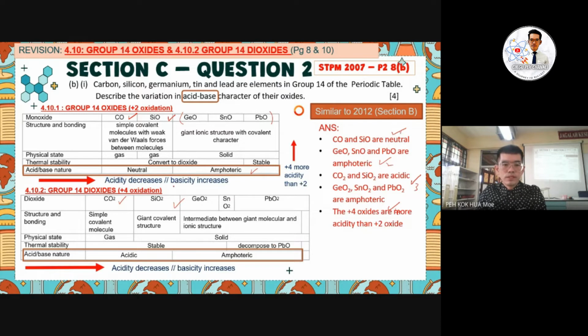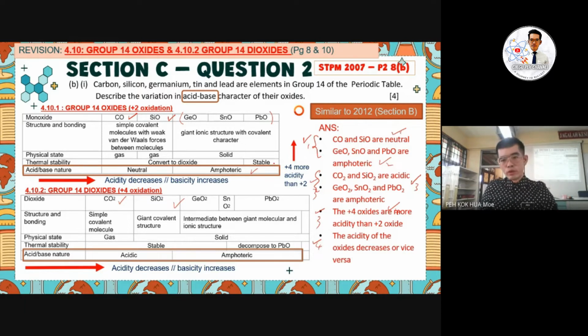And one more point here: when the element goes down group 14 from carbon to lead, the acidity decreases and it becomes more basic. So that means you can add on another point here. Let's say the marking scheme gives this type of answer. They will give the monoxide acid-base behaviour 1 mark already, then here will be the second mark, here the third, here the fourth.